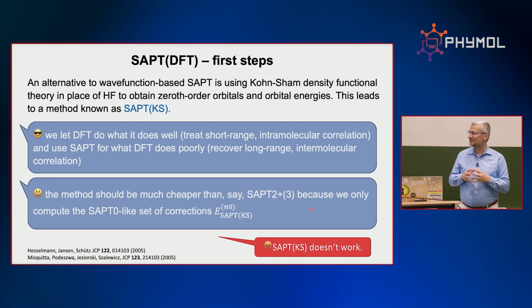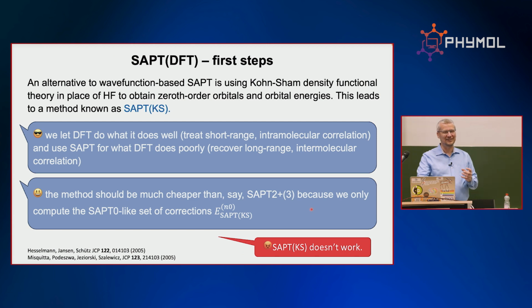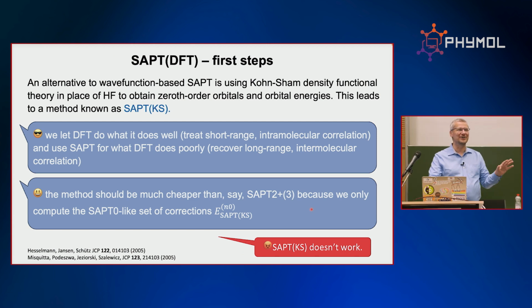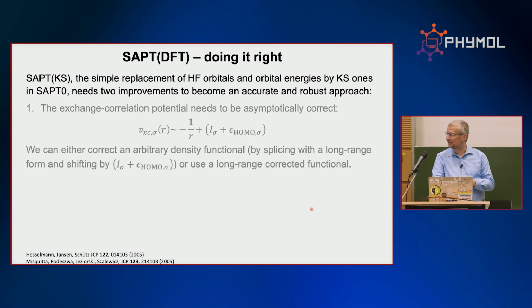So thanks to the work of two groups, Andreas Hesselmann and Georg Jansen, and Alston Misquitta and Krzysztof Szalewicz and Bogumił Jeziorski, there were two important problems that needed to be solved before SAPT-KS turned into a method that's practical and accurate. And their problems were so fundamental that the new approach that we got, we couldn't even call it SAPT-KS anymore. We need a new name. So that's how we get to SAPT-DFT. And we need these two improvements to become an accurate and robust approach.